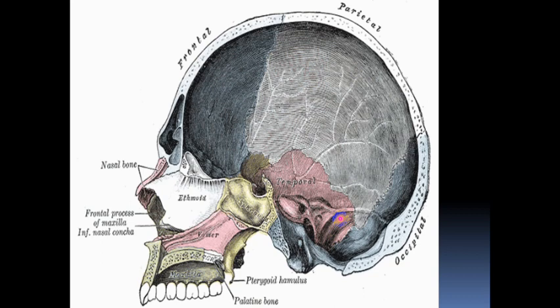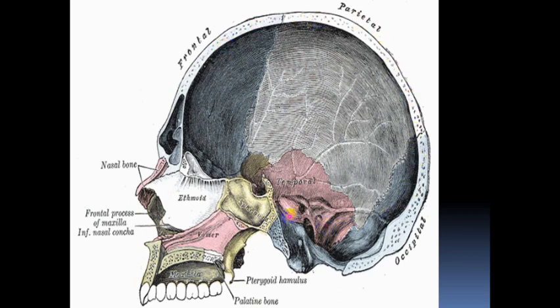Actually, the fetal skull is composed of three important parts. It contains the face of the skull, the base of the skull, and the roof of the skull.